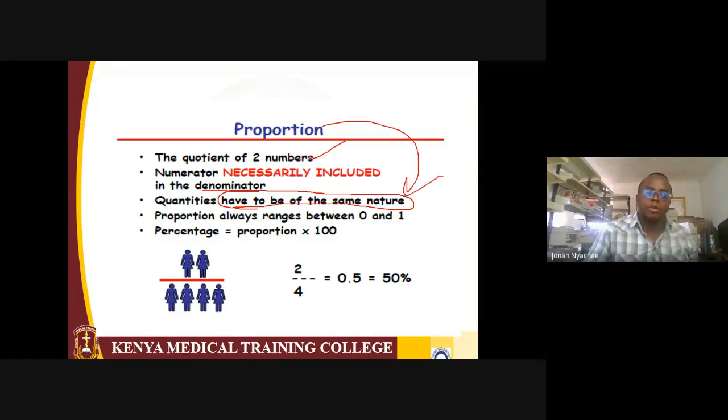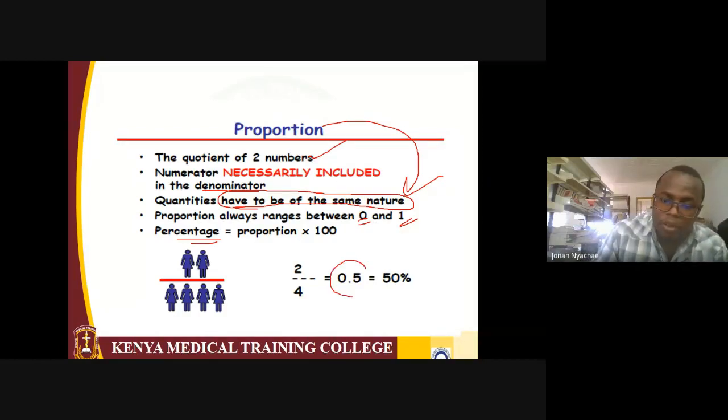A proportion always ranges between 0 and 1. It can be expressed in decimal, or it can also be expressed as a percentage. So always the proportion will range between 0 and 1, but when you're talking about percentages, we multiply that by 100.